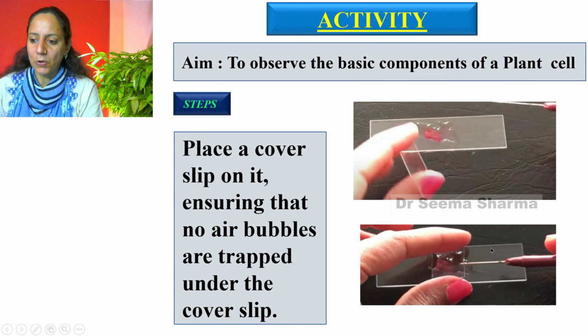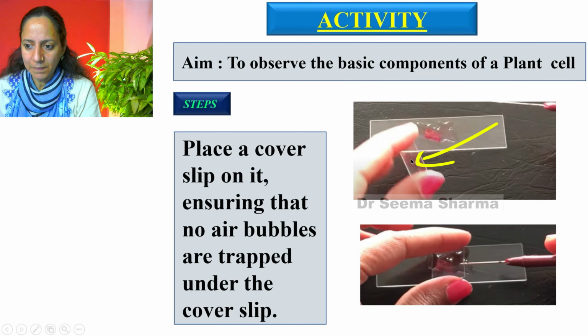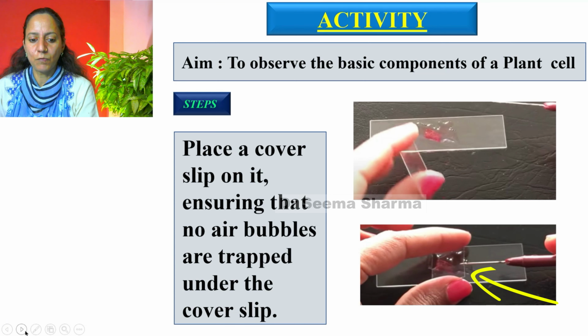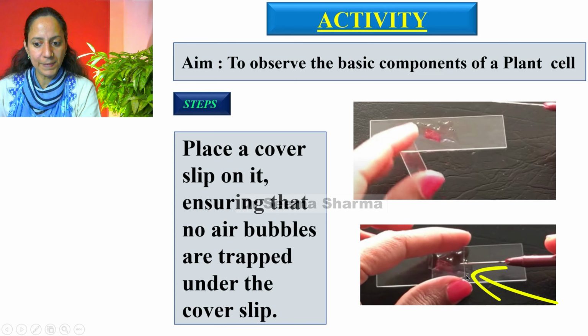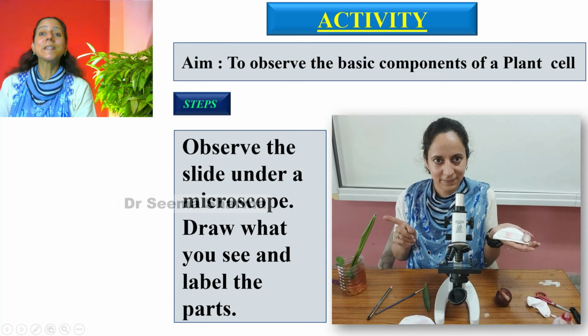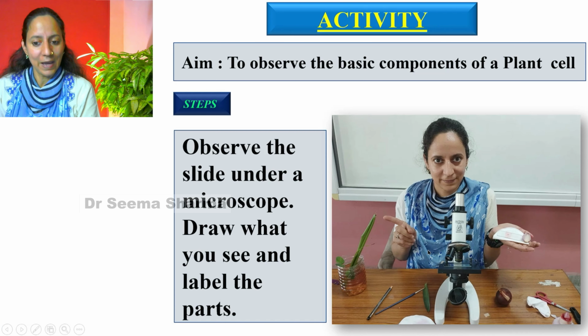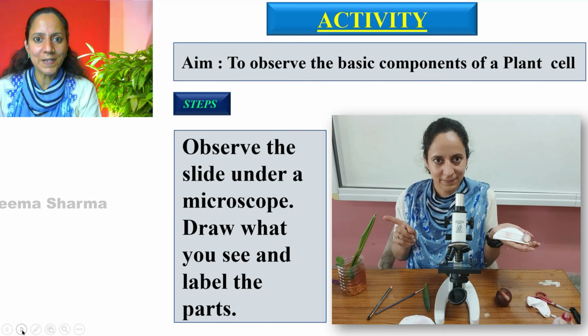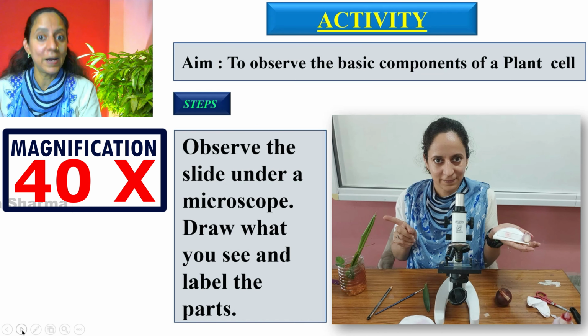Place a cover slip on it. Children, this is the cover slip. We have to place it very gently with the help of a needle on that onion peel so that no air bubble gets trapped under the cover slip. The next step is to observe the slide under the microscope and draw what you see, and then we have to label its parts.